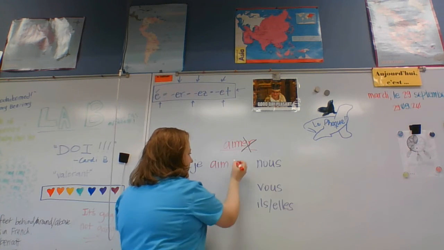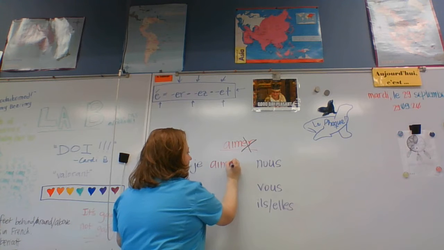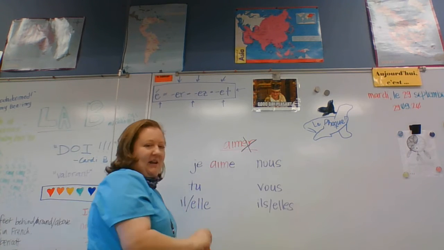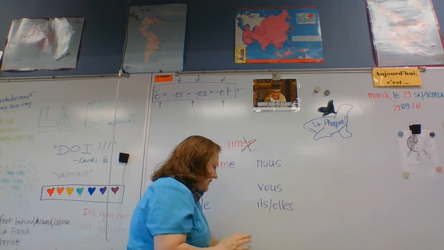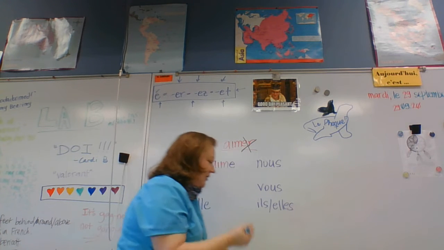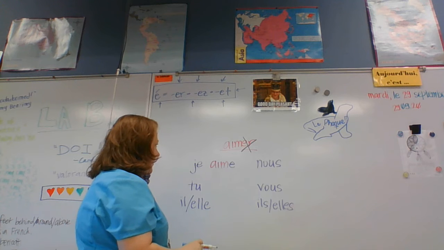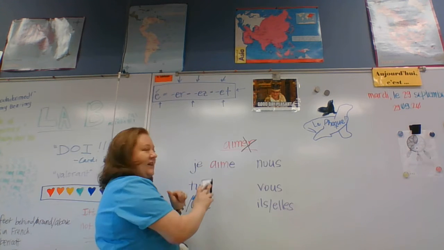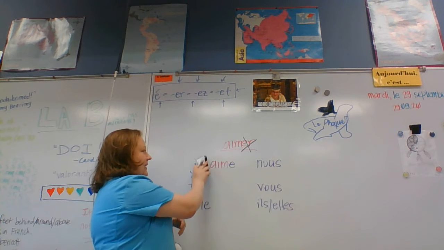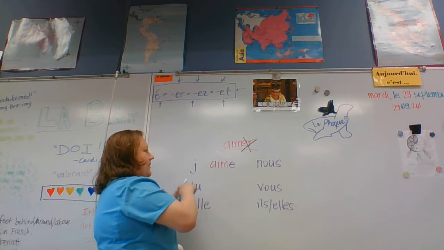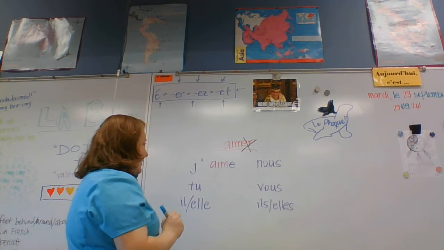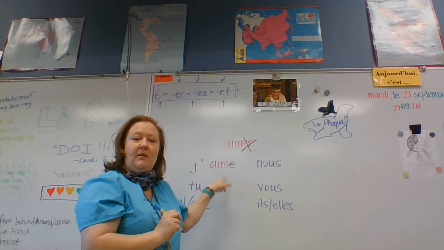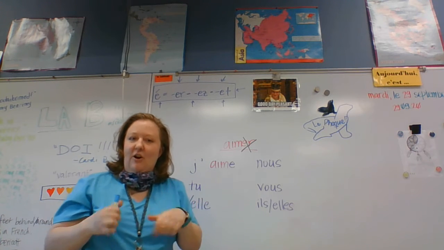Our ending is e, but we don't want to make a glottal stop here. We don't want to say je aime. That's just very awkward sounding to the French ear, and even to my ear, that sounds very awkward. So to avoid that, we will elide it by killing that E off and adding an apostrophe, or a sky comma, as I like to call it, and it becomes j'aime.